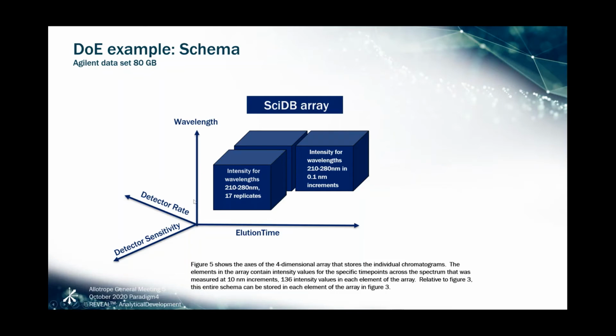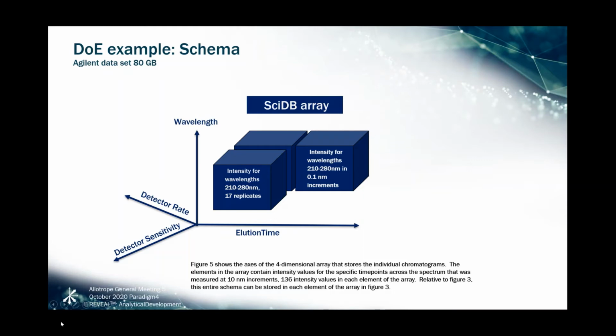And so what you see here is how we organize the data. In this case, it was very simple data. It was UV LC data. And in the data cubes, we held for each experiment the 17 replicates and all of the wavelengths from the UV, right? So in this case, it was only sampled at 10 nanometer increments, but it could have been at 10th nanometer increments.